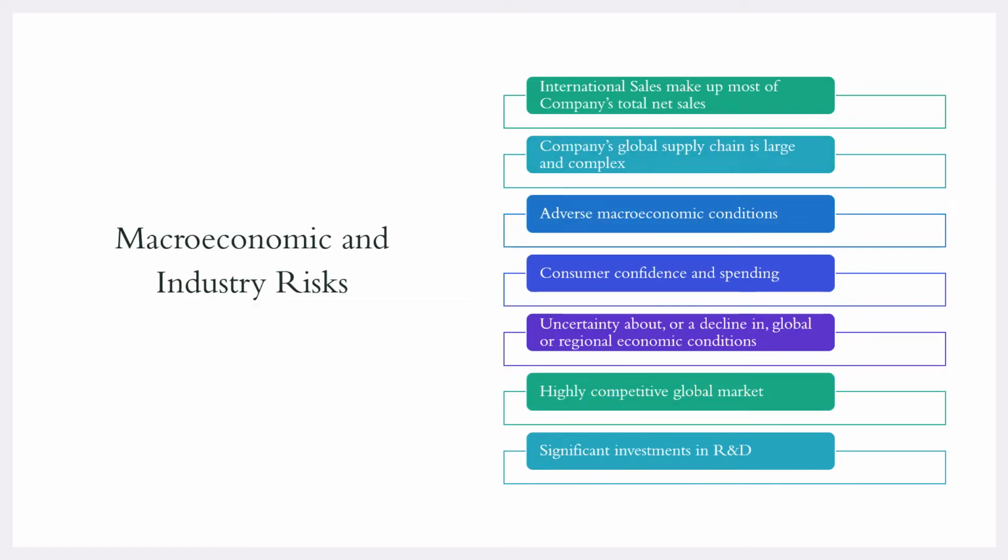Now on to macroeconomic and industry risks. To start off with, macroeconomic risks. The company has international operations, with sales outside the United States representing a majority of the company's total net sales. The company's global supply chain is large and complex, and a majority of the company's supplier facilities, including manufacturing and assembly sites, are located outside the United States.